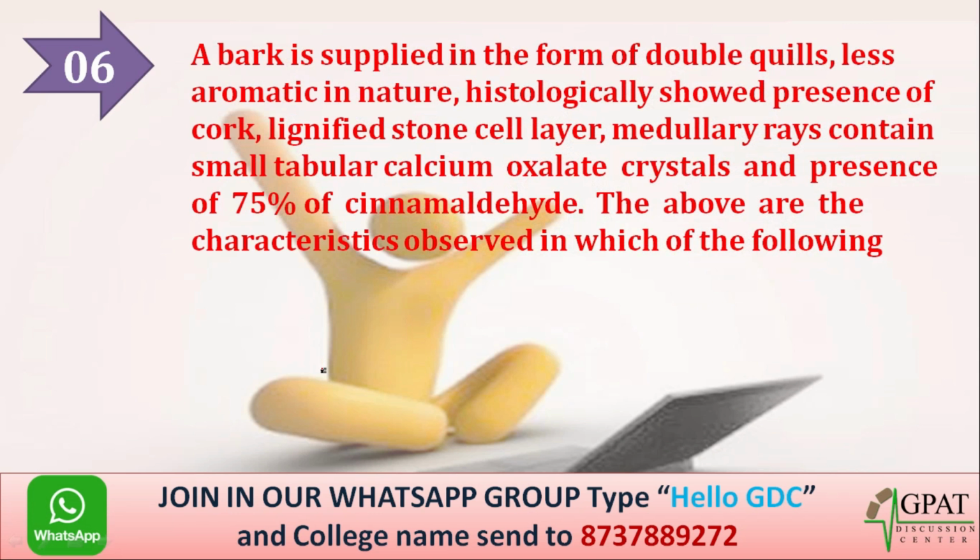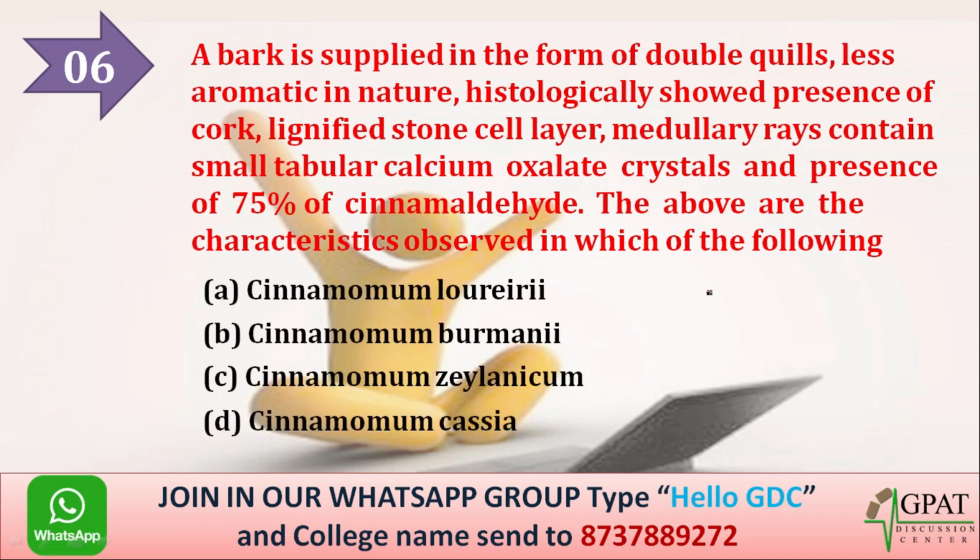Next question is, a bark is supplied in the form of double quills, less aromatic in nature, histologically shows presence of cork, lignified stone cell layer, medullary rays contain small tubular calcium oxalate crystals, and presence of 75% of cinnamaldehyde. The above are the characteristics observed in which of the following drugs? And the options are option A cinnamon laurie, option B cinnamon burmani, option C cinnamon zeylanicum, option D cinnamon cassia.